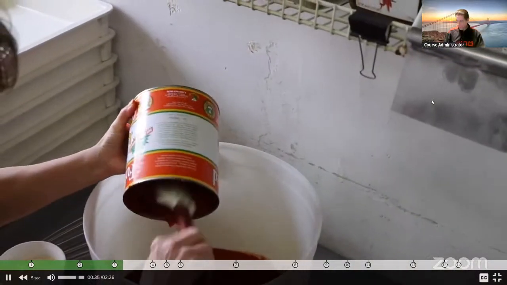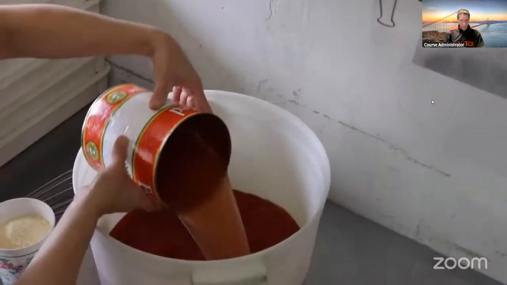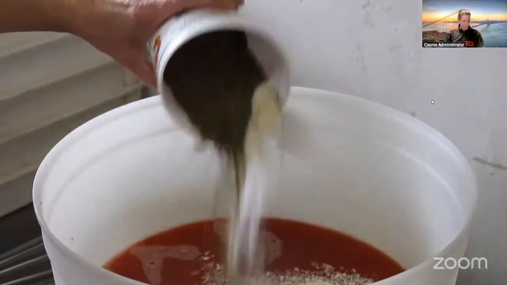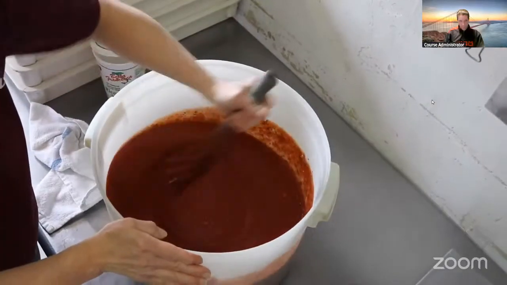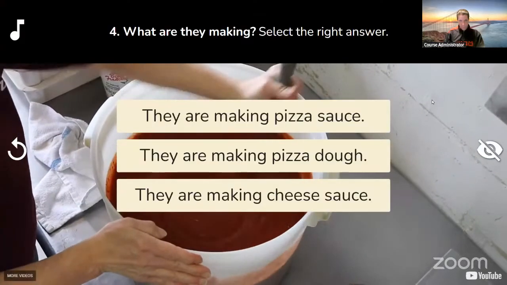The tomato sauce is mixed. They combine canned tomatoes and their own special spices for flavor. At this point, you can see what are they making. Are they making the pizza sauce? Are they making the pizza dough, or are they making the cheese sauce?